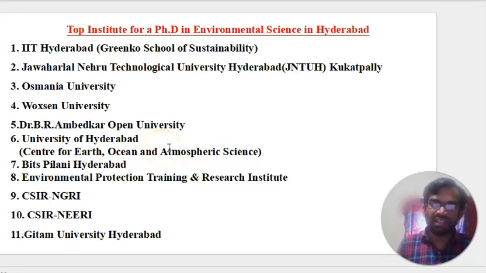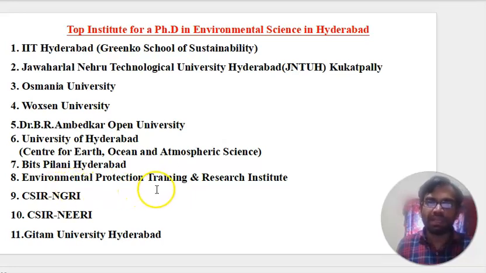So the Central University of Hyderabad is also offering it through the Center for Earth, Ocean and Atmospheric Sciences. That is one of the important centers, and this is a newly constructed building in the Central University of Hyderabad, and this is one of the topmost research centers for Earth, Ocean and Atmospheric Science. This comes under the University of Hyderabad. This is offering a PhD in environmental science. And seventh one, BITS Pilani, Hyderabad. They are offering a PhD in environmental science.